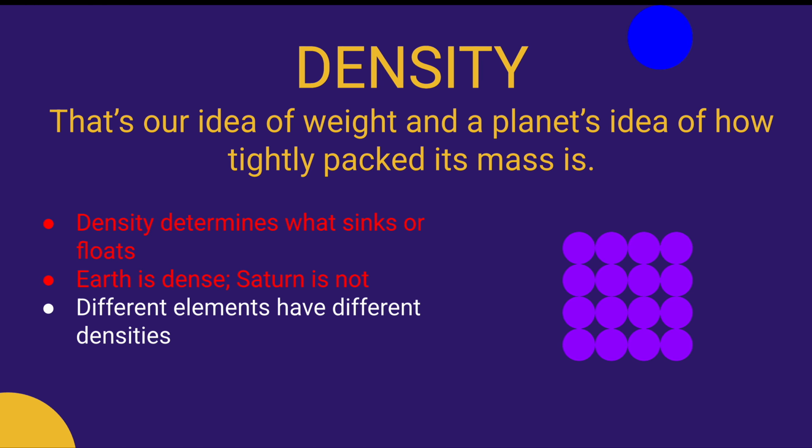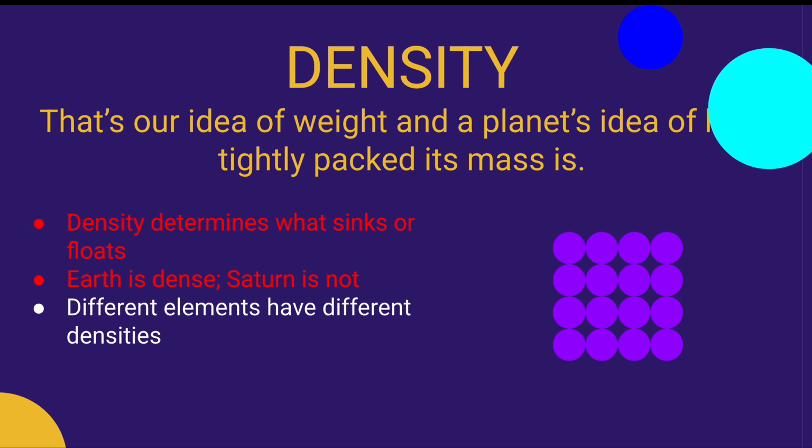Now we move on to density. That's our idea of weight and a planet's idea of how tightly packed its mass is. Density determines what can sink or float in a material such as water. Saturn would float in water. Amazing. Unlike Earth, which is the most dense planet in the solar system. Note that different elements have different densities, and that is a major key in determining what elements are inside a planet.